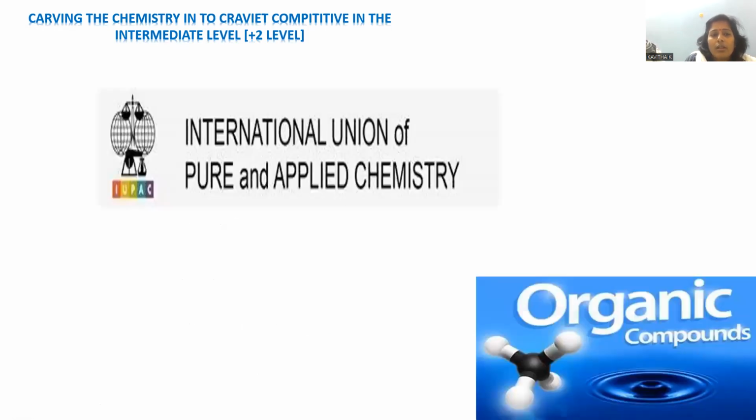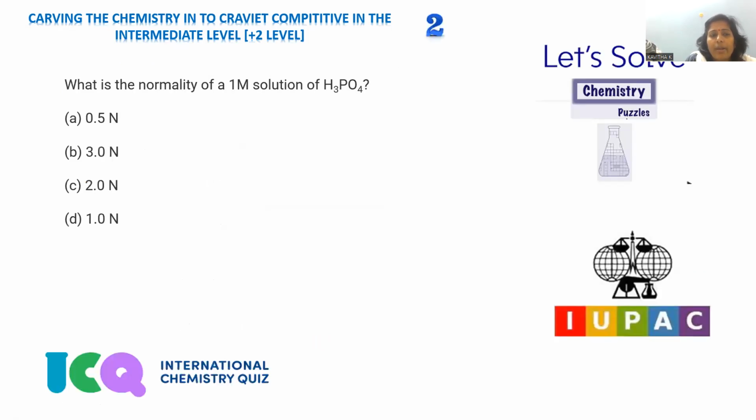So question number 1, all the compounds got given with their IUPAC nomenclature. Let's go with question number 2. What is the normality of 1 molar solution of phosphoric acid? H3PO4 is called orthophosphoric acid, whose molarity is provided to you. We need to convert into normality.